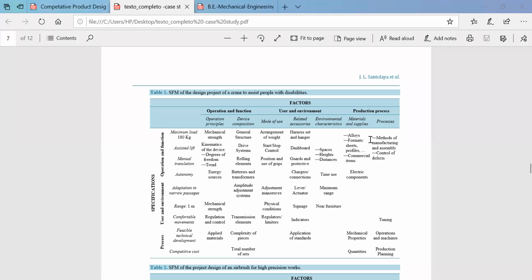In the production process, they should identify which materials are available as per the requirement of the functional properties. Which is the feasible material, you will first select. It could be alloys, any type of sheets, any commercially available processed materials, or electric components, or the mechanical properties you have to fine tune for the selected material. With respect to quantities, which amount of material is needed for what quantity. All these things have to be done in our materials and supplies.